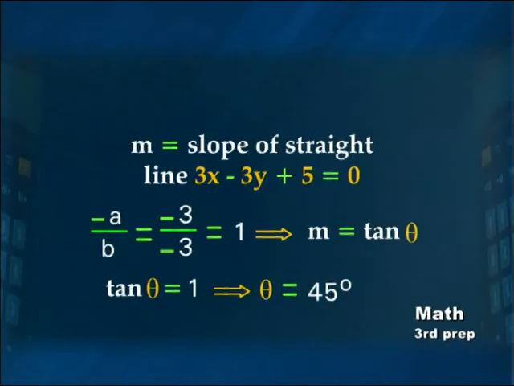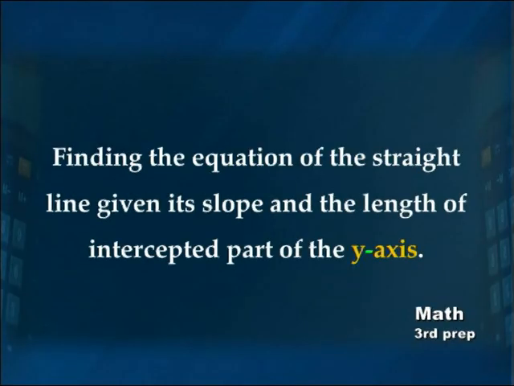Then, how can you find the equation of the straight line given its slope and the length of the intercepted part of the y-axis? First of all, to find the equation, you are going to use the rule which we have taken, y equals mx plus c. Then let us have some examples.